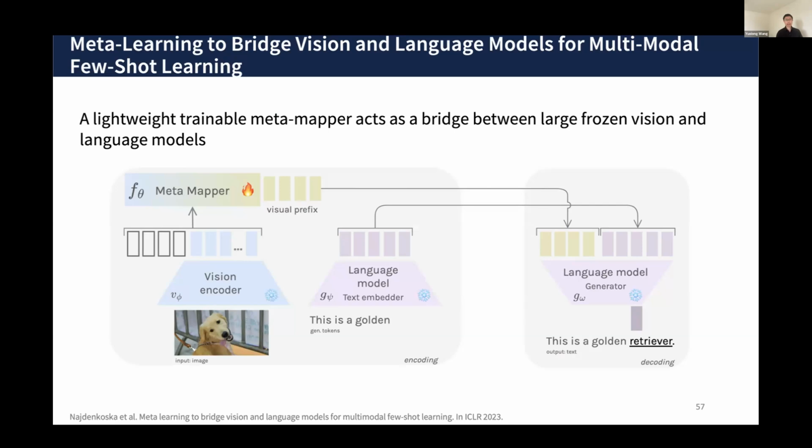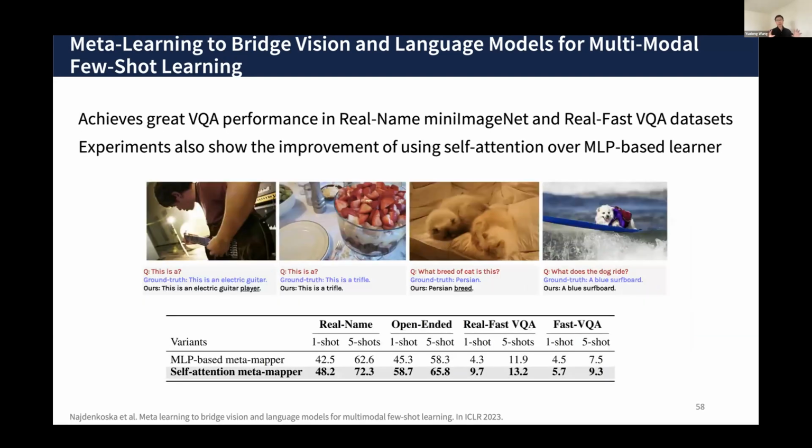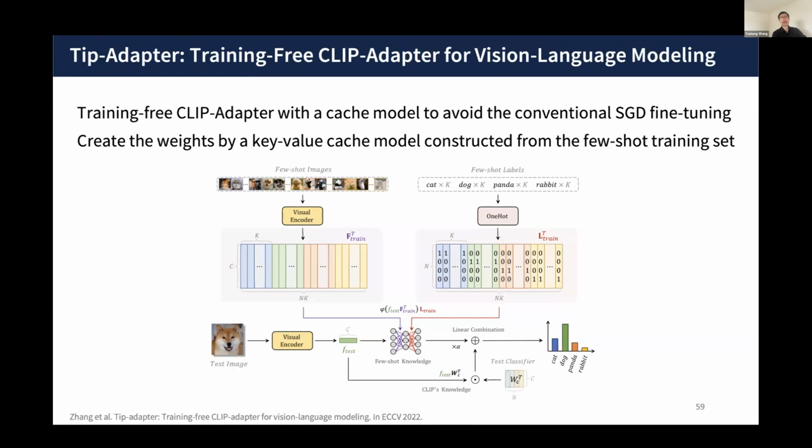Compared with tuning-based methods, another work proposes to freeze both vision and language encoders and train a mental learner to bridge the two modalities. Specifically, this mental mapper generalizes shared mental knowledge by sequentially observing tasks in a learned visual prefix, which is then used to guide the language model into generating relevant interpretation. As shown in the figure, this method achieves great VQA performance. Experiments also show the improvement of using self-attention over MLP-based learners. Another work, Tip-Adapter, is a non-parametric training-free adapter, which obtains the weights not by SGD training, but from a cache model constructed from the few-shot training set. In this way, the feature extraction by the adapter could also be viewed as retrieving the few-shot knowledge from the key-value cache.